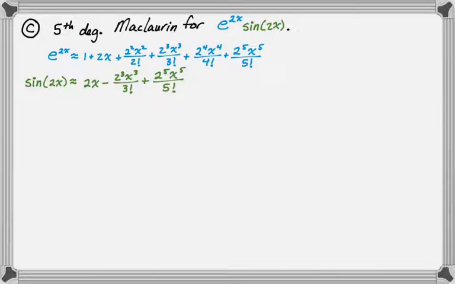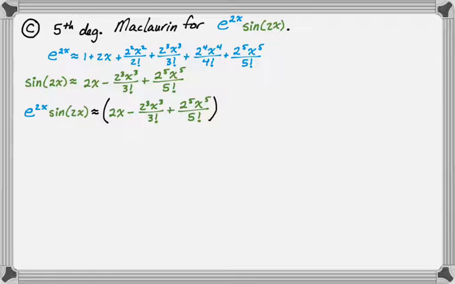Okay, so if I want a series for e to the 2x times sine of 2x, that's going to be approximately, so we're writing a 5th degree polynomial here. So I'm going to take all of sine, so sine of 2x, I don't know why I started with sine instead of e. So I go all the way up to the 5th power. And then I'm going to multiply that by what I've gotten for e to the 2x.